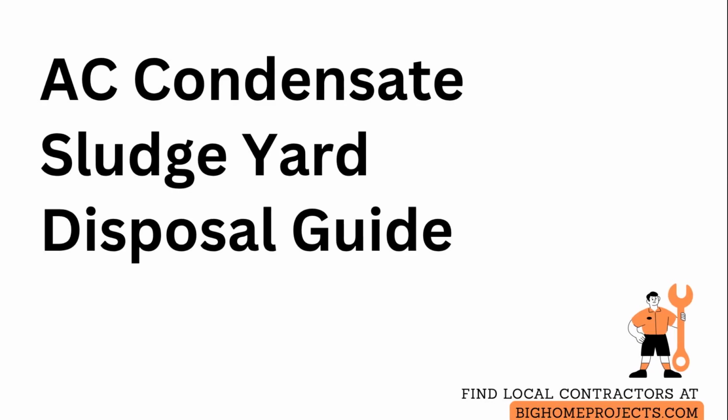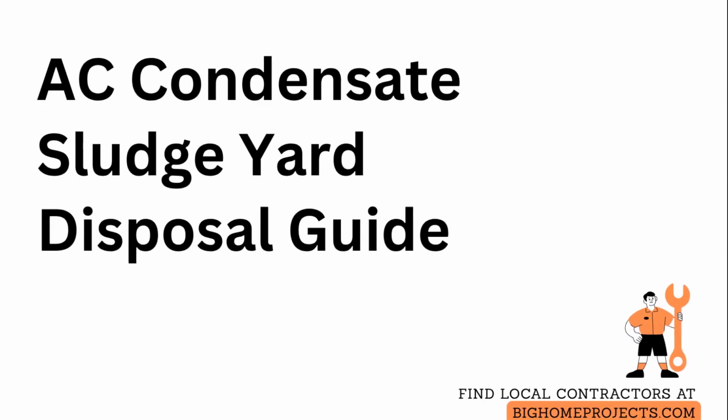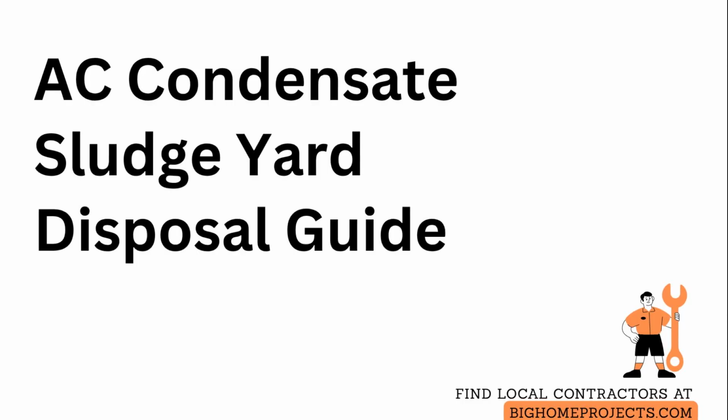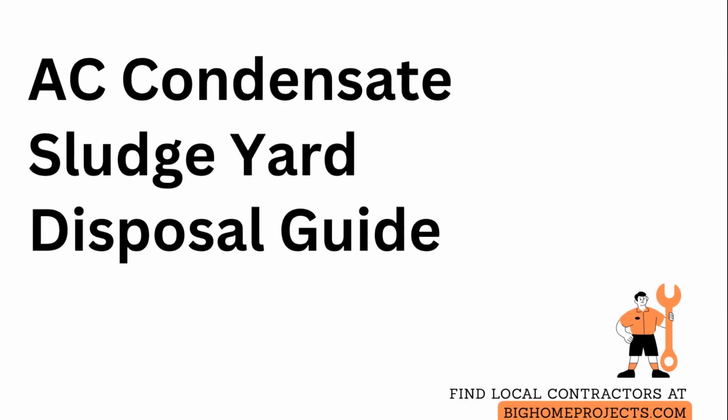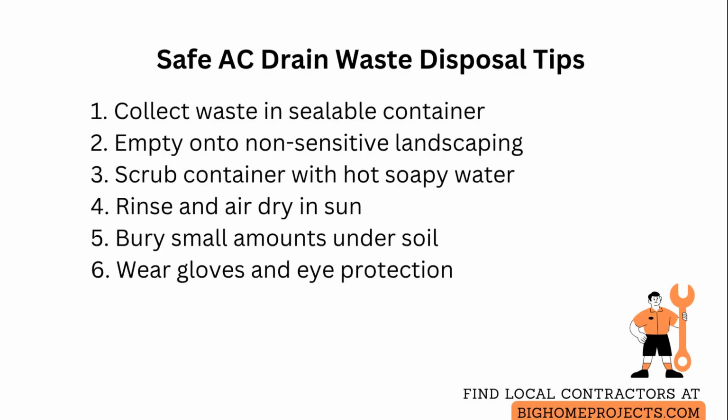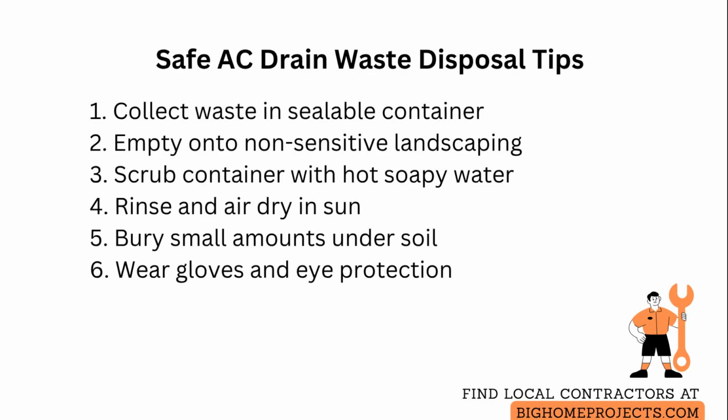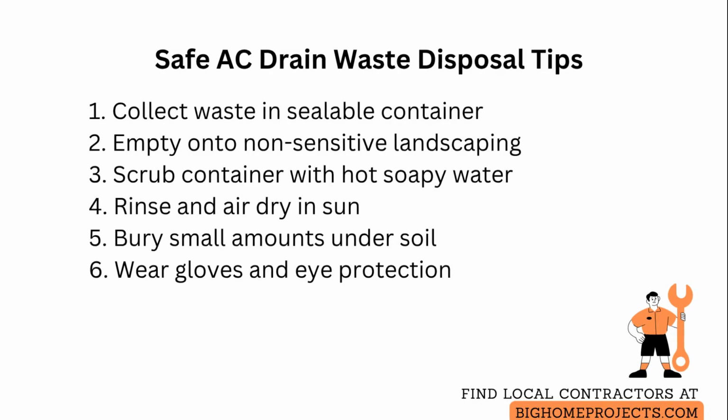Disposing of waste from an air conditioning condensate drain line requires care, so algae and bacterial residue do not contaminate storm drains or living spaces. When you extract sludge and biofilm from the drain line, collect it in a portable vacuum container or a sealable bucket and avoid rinsing it into gutters or storm inlets.